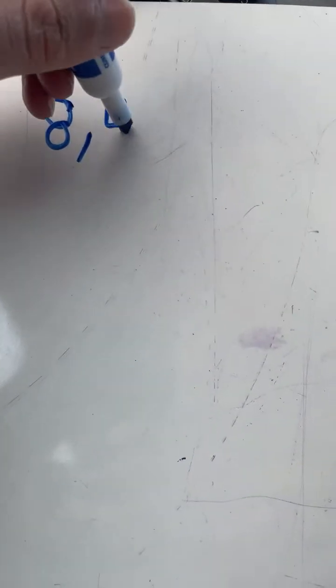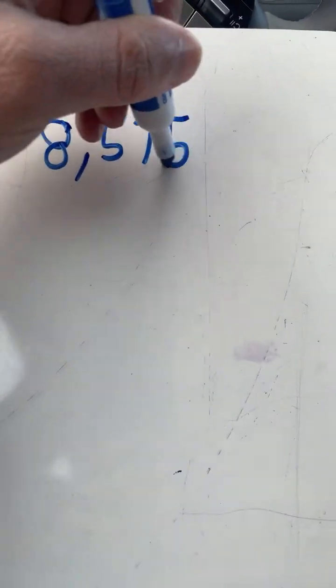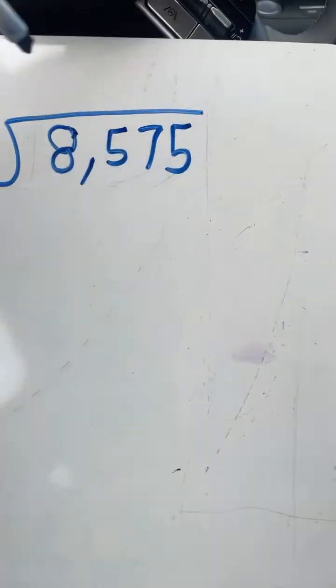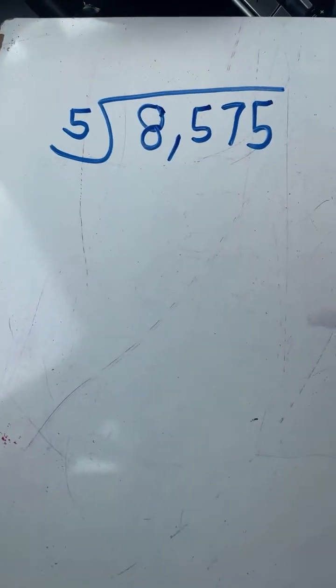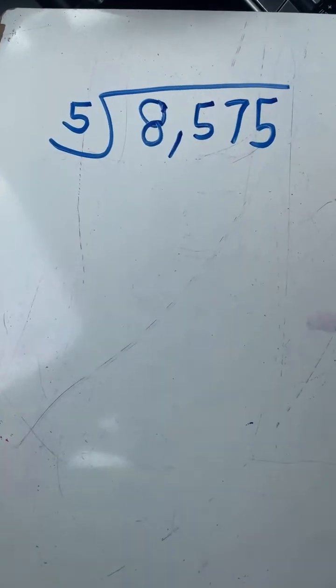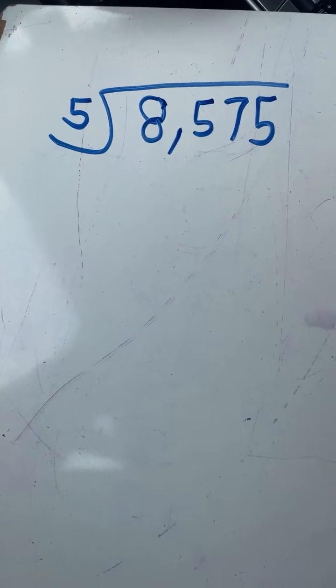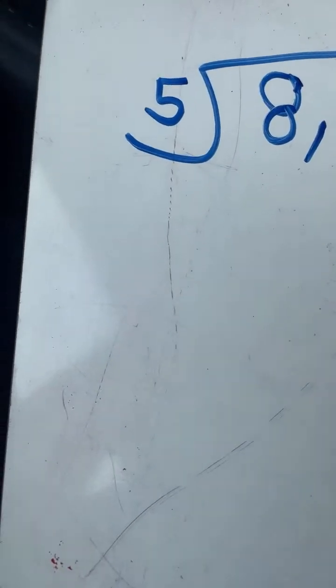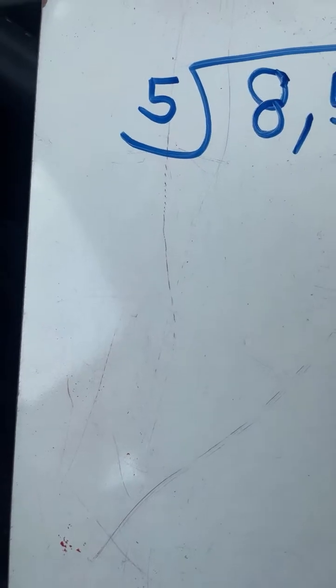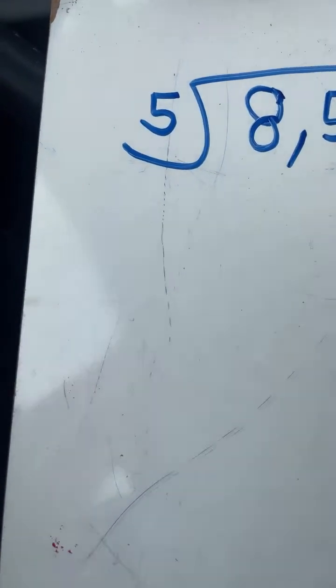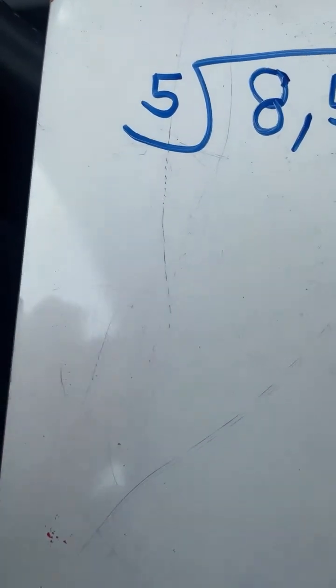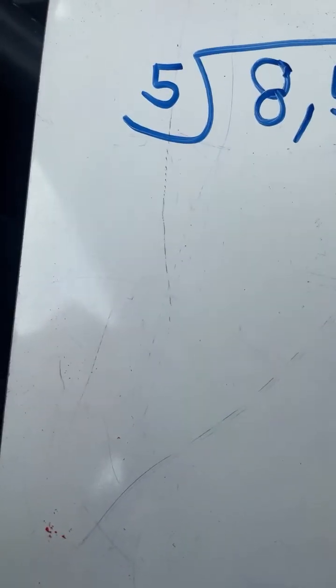All right. 8,575 divided by 5. Have a strong feeling this one will not have a remainder. Again, we want to divide by the smallest number possible, and the only rule is the number inside the square has got to be equal to or bigger than the number outside the square. So for this one, we can start out with one digit by one digit division.